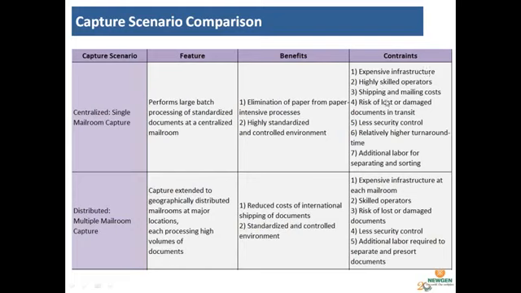But the constraints are expensive infrastructure, highly skilled operators, and shipping and mailing cost, which is a very big cost. Again, if a branch is couriering those documents to a centralized location, they will definitely photocopy the documents. There is also the risk of lost or damaged documents in transit, less security control, and relatively high turnaround time, because the courier takes time, the segregation takes time, and the consolidation takes time. There is also additional labor for separating and sorting, which we just discussed. So these are some of the constraints of centralized capture.